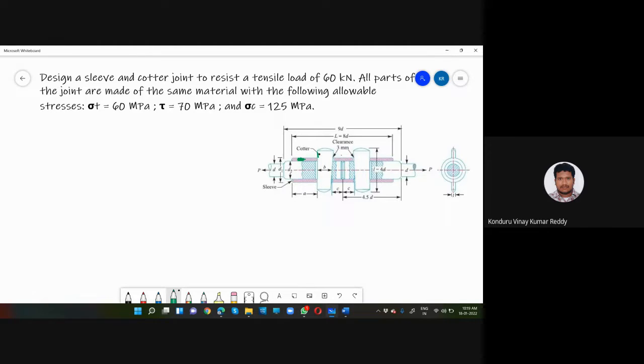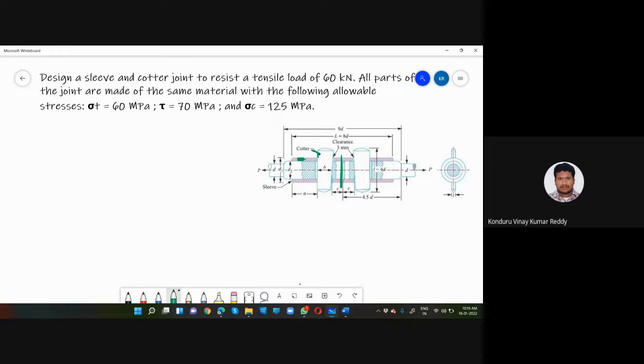Up to here, this is half of the shaft that belongs to one component, and the rest belongs to the other component, the other half of the shaft. Here this is the sleeve and this is the cotter. Half of the sleeve is being inserted by one shaft, and the other half of the sleeve is being inserted by the other shaft, which belongs to the other component. Now our aim is to design this sleeve, this cotter and also the shaft. These are the three components that we have to design.